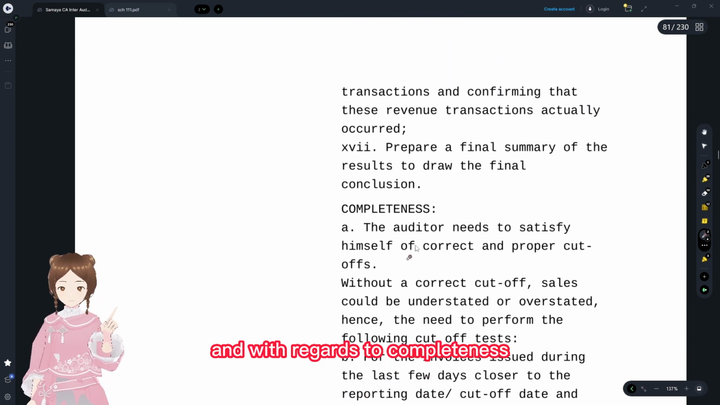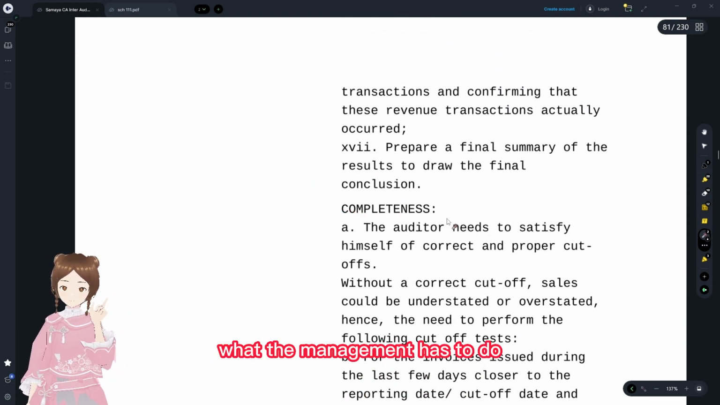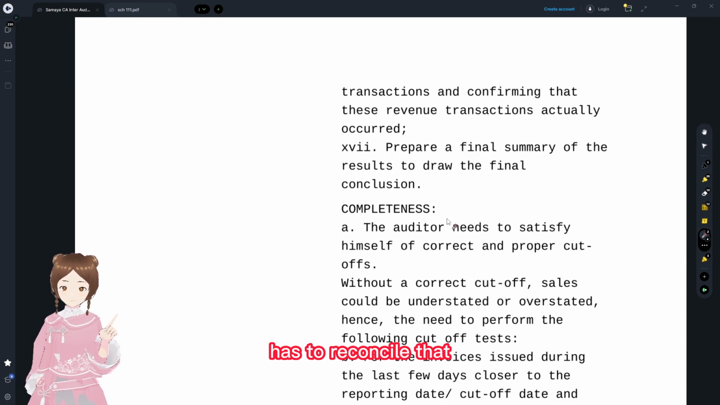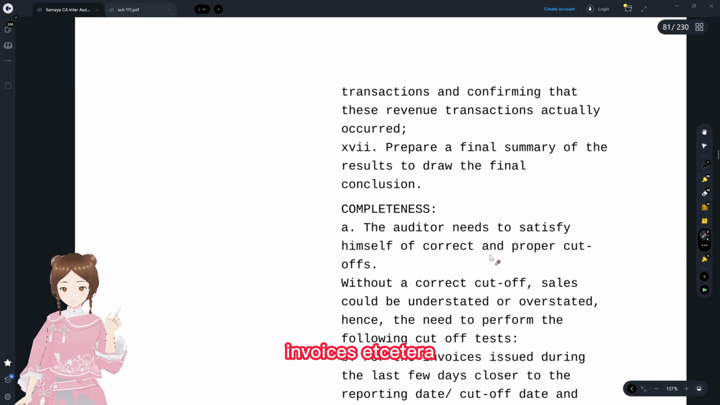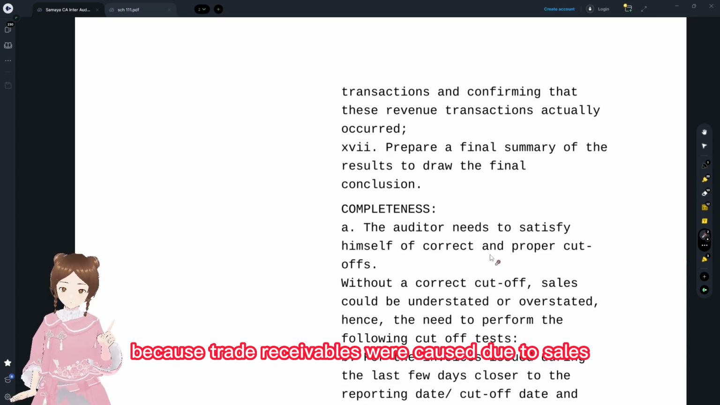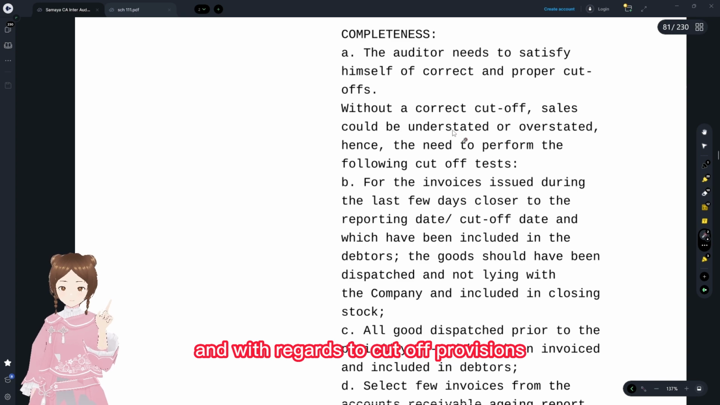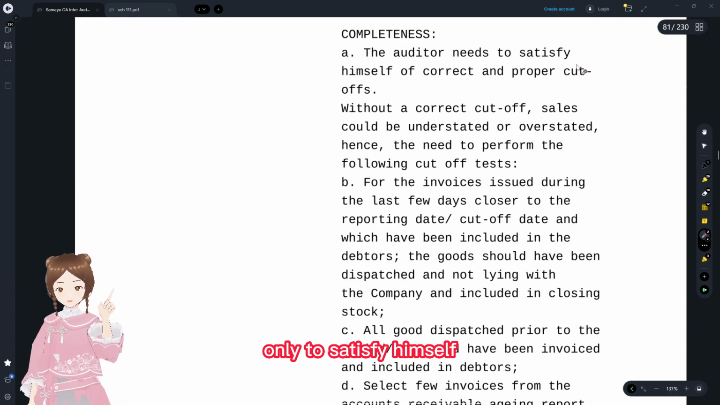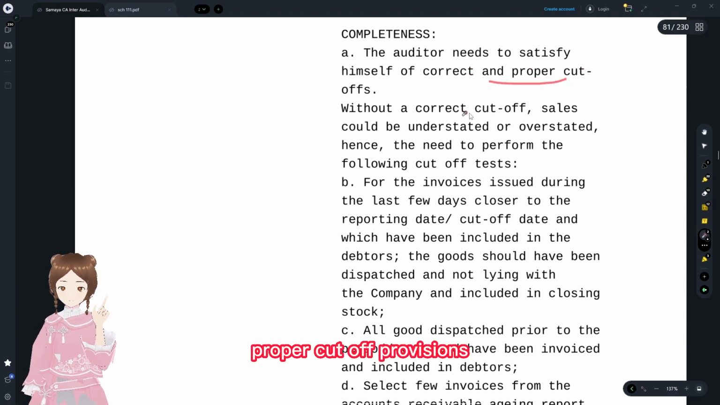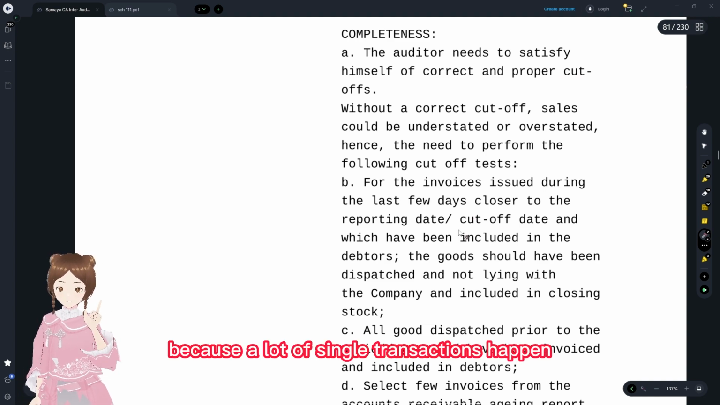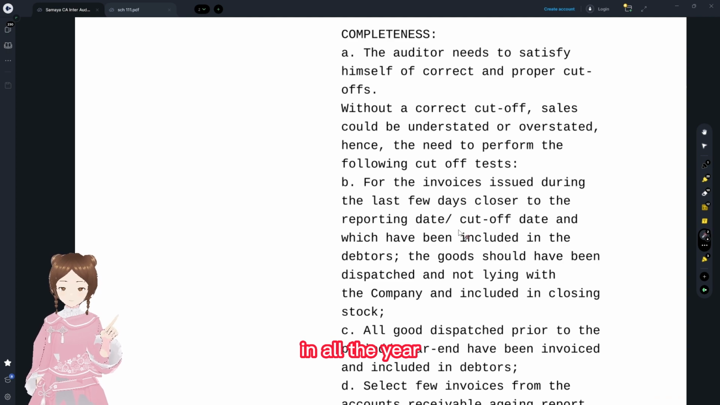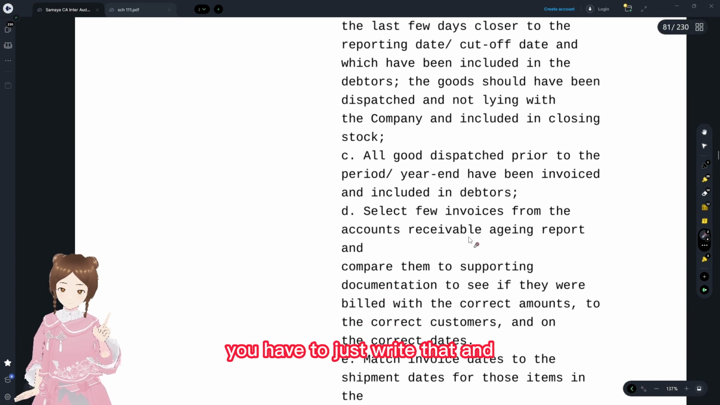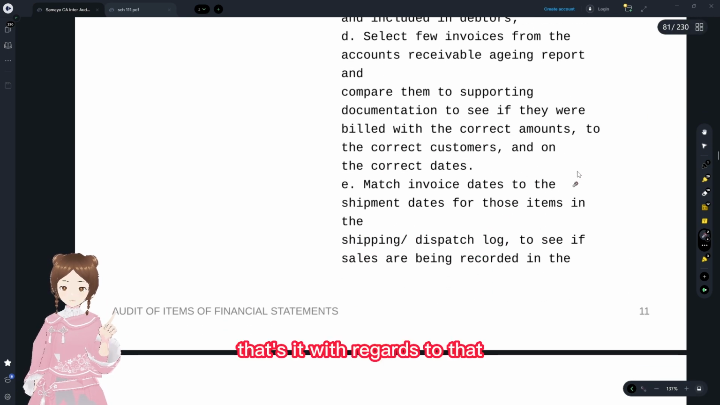And with regards to completeness, management first has to maintain a register. The auditor has to reconcile that with the sales invoices, because trade receivables were caused due to sales. And with regards to cut-off provisions also, because there were balances, right? All five things have to be written here. He needs to satisfy himself whether there were proper cut-off provisions, because a lot of sale transactions happen throughout the year and he cannot combine everything. He has to cut off at the end of the reporting period. You have to write that. And that's it with regards to that.